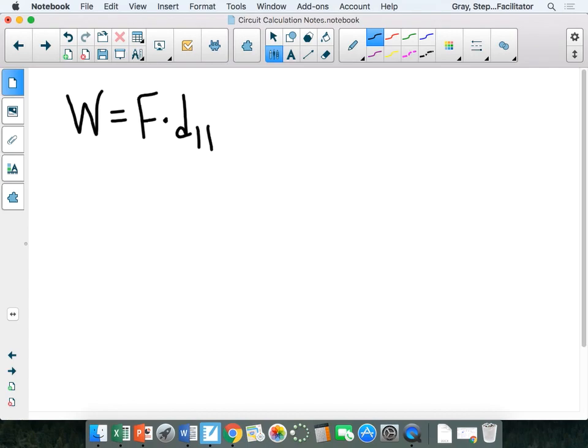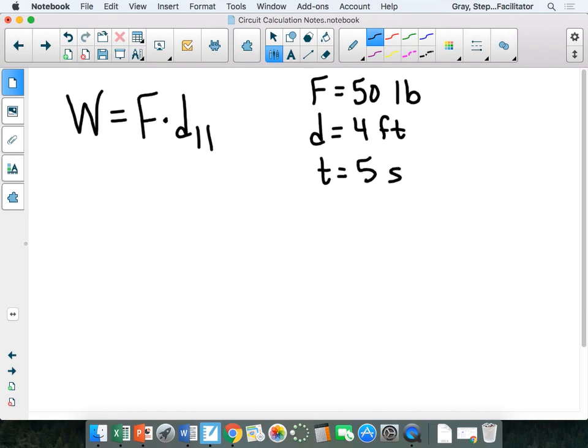Now, here's the big problem on this one. Let's write down what we know. We know that the force is 50 pounds, the distance is 4 feet, and the time is 5 seconds. And we're supposed to find the work.